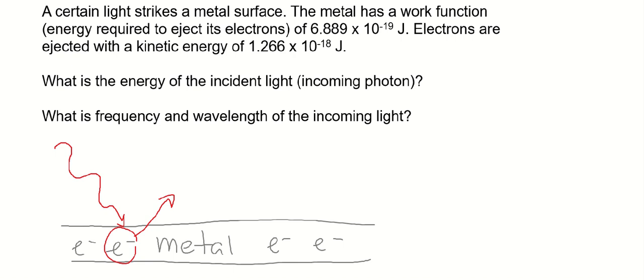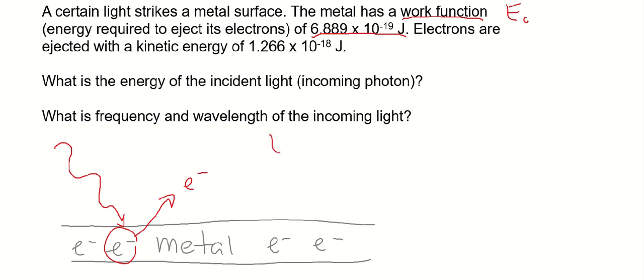For this metal, for electrons to eject, requires 6.889 times 10 to the negative 19 joules. That's known as the work function, also the threshold energy, you can say. So we'll just label that E0 or E naught. And any extra energy that the incoming light had is going to get transferred into the kinetic energy of that electron. Now, that makes sense, right? So we'll write that up here.